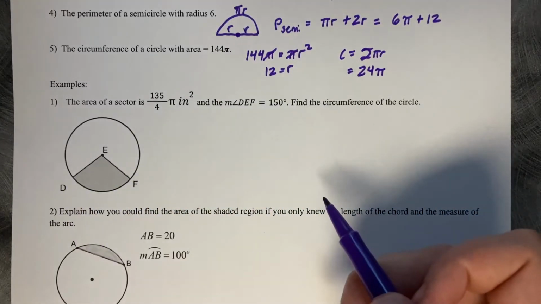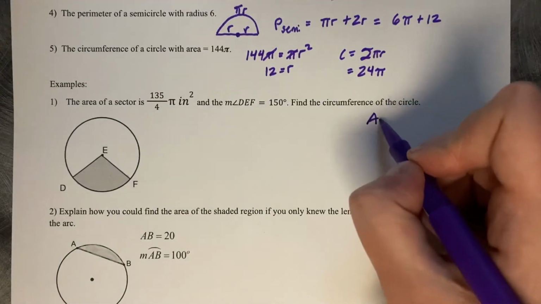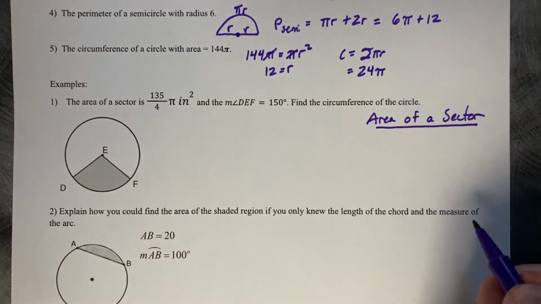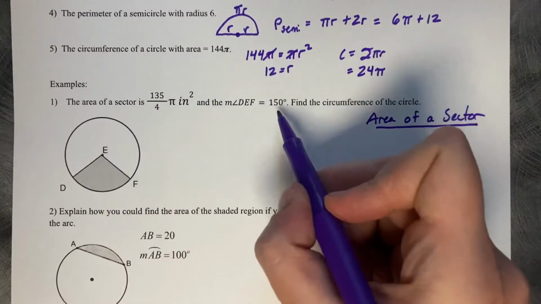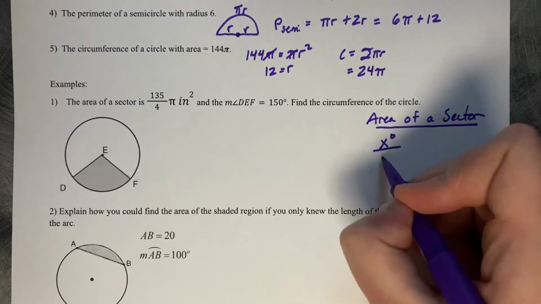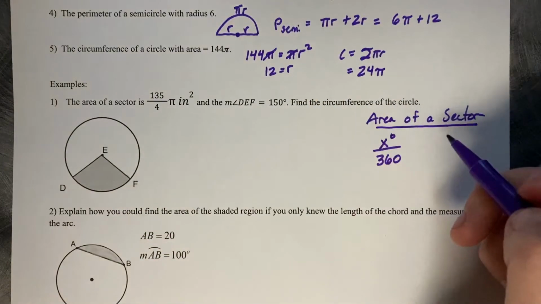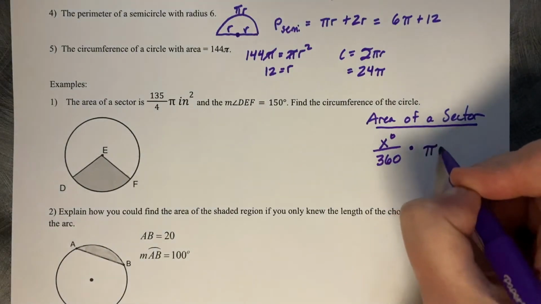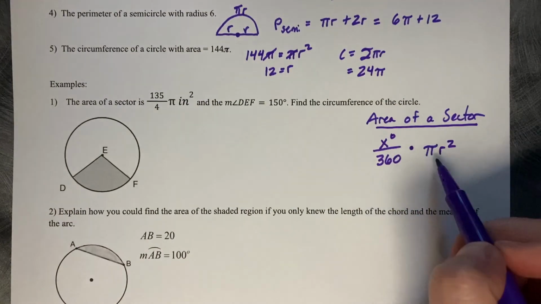So to find the area of a sector, we can write the formula down just over here. The area of a sector is going to be the chunk of the circle, the measure of the circle out of 360 degrees. So it's going to be some degree measure out of 360 degrees, in this case it's 150 degrees of 360 degrees, times the area of that circle. So if you want the area of a sector, you're going to do some measure of 360 times pi r squared.